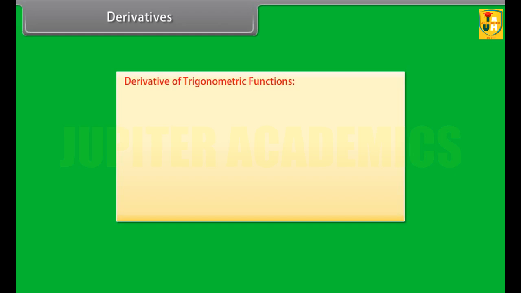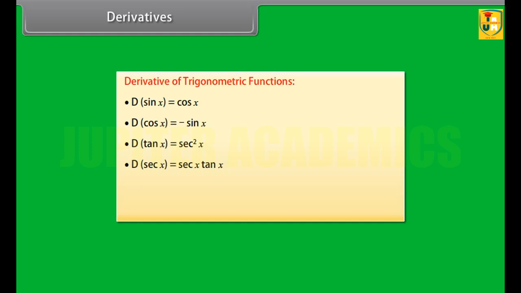Derivative of trigonometric functions. Differentiation of sin x is equal to cos x. Differentiation of cos x is equal to minus sin x. Differentiation of tan x is equal to sec square x. Differentiation of sec x is equal to sec x tan x. Differentiation of cosec x is equal to minus cosec x cot x. Differentiation of cot x is equal to minus cosec square x.